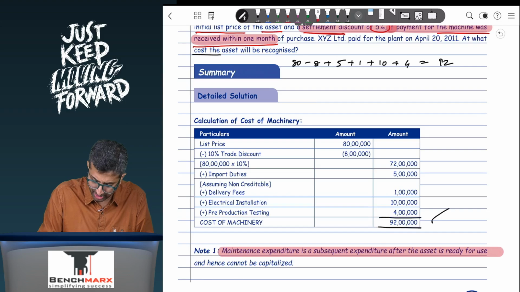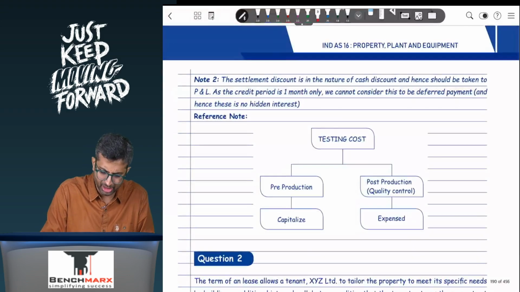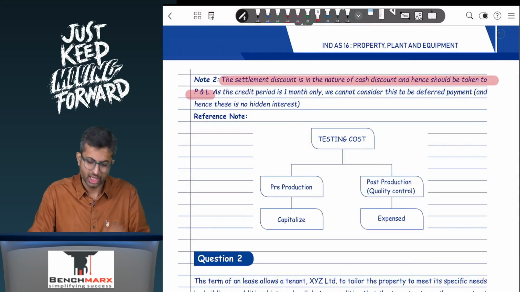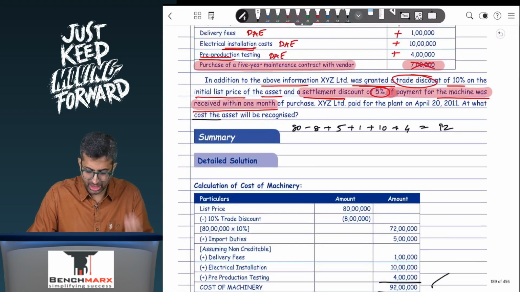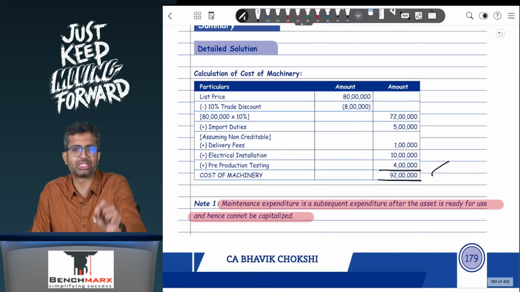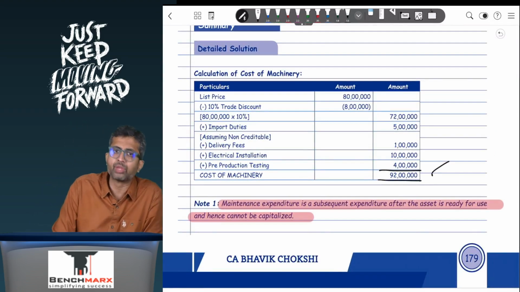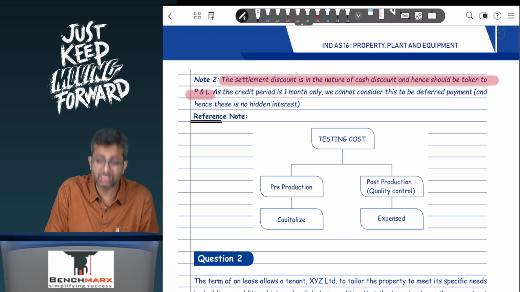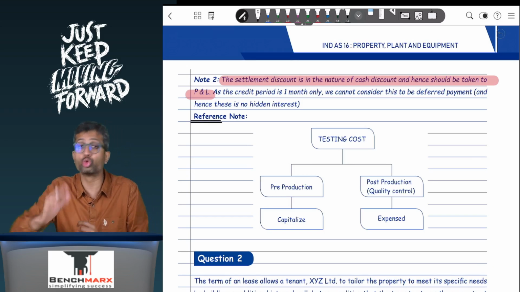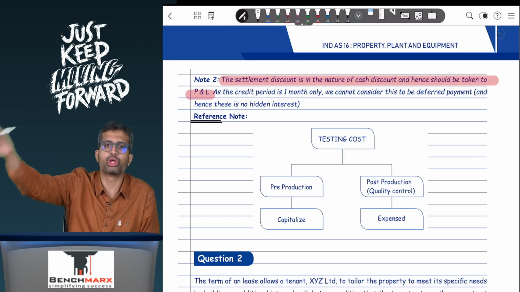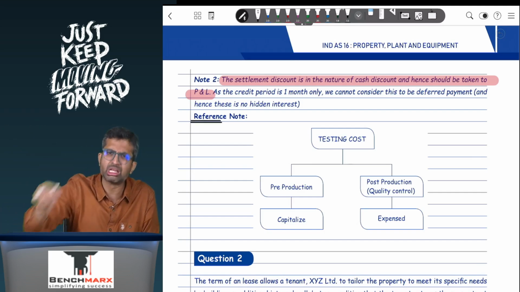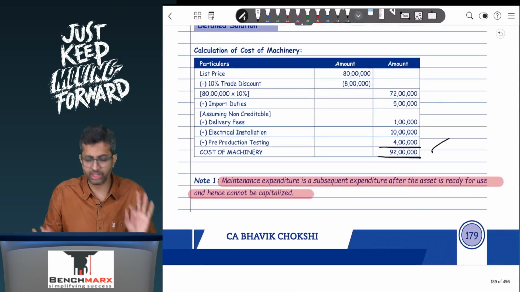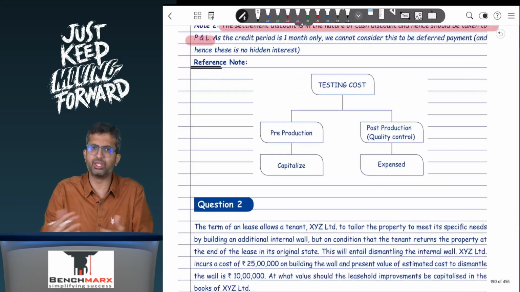Maintenance expenditure is subsequent expenditure, should not be capitalized, and settlement discount is the nature of cash discount and should be taken to the P&L. These are your exam notes. Remember, if something is not taken, you will write a note in the exam. In your books, you will find something like reference notes. Reference notes is for your education and your reference. You don't have to teach the examiner. In your main exams, you don't have to write the reference notes. You can write these notes in your own words. You don't have to reproduce what we are saying.